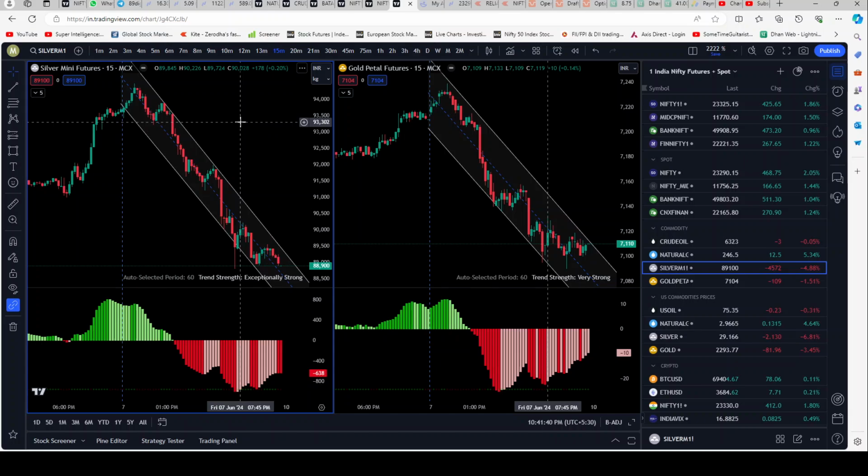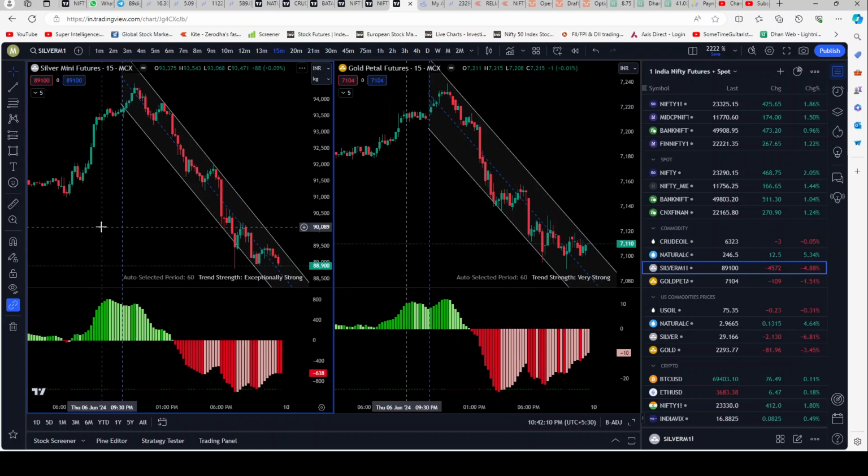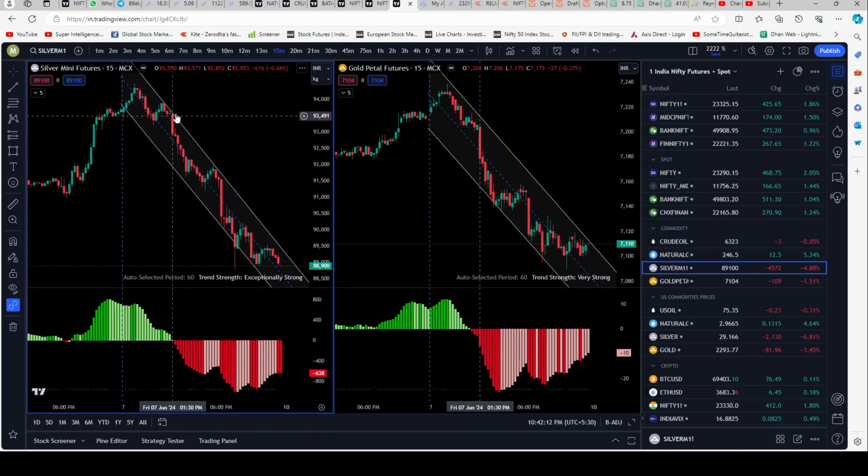If somebody would have shorted silver on Friday from the start of the day, after 1 or 2 hours, they would have made a beautiful amount of money. Same is the case with gold, but silver, the fall was more prominent, and the money making possibilities on silver were very high. But look at this chart itself, how clearly you can see that the adaptive trend finder has found a clear-cut downtrend pattern. If somebody on the 15-minute, where do we short? We short here. You see, when it's close to the upper edge, it's coming down. We don't short over here.